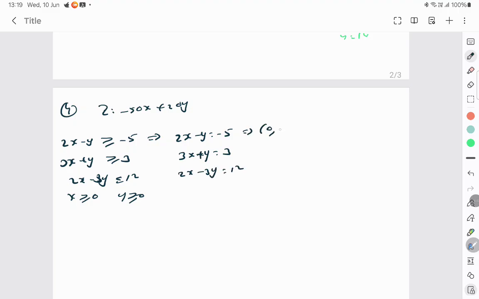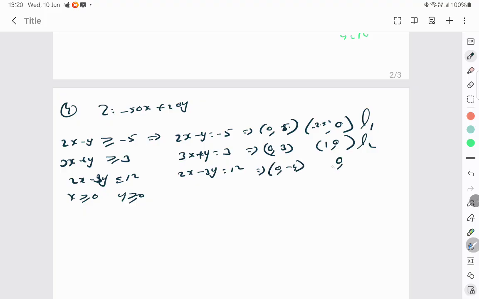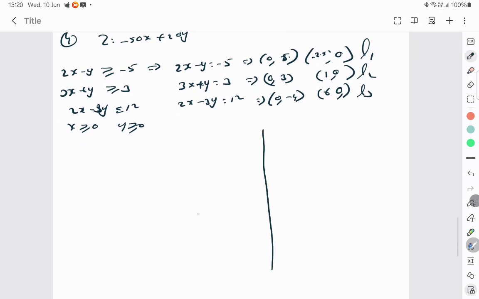And consider x is 0, y is 5, y is 0, x is minus 2.5. Next, that's my line 1. x is 0, y is 3, y is 0, x is 1. That's my line 2. Then x is 0, y is minus 4, y is 0, x is 6, and that's my line 3. So you're supposed to plot this graph.